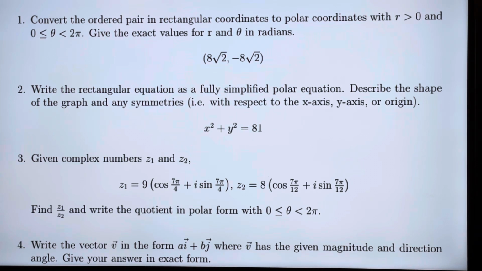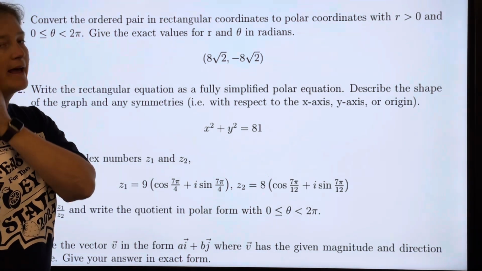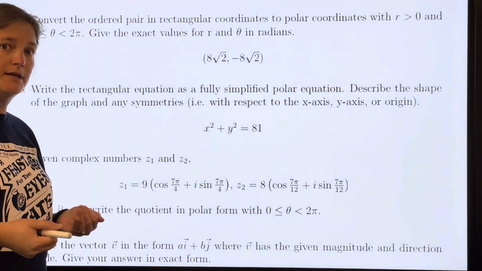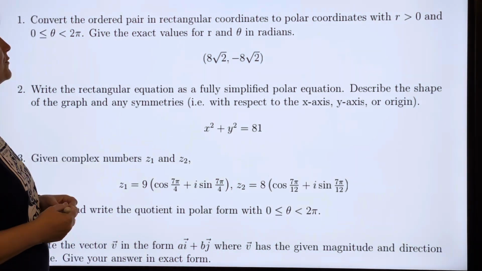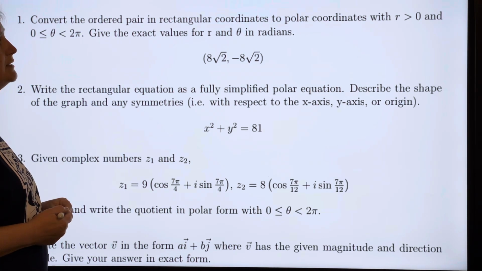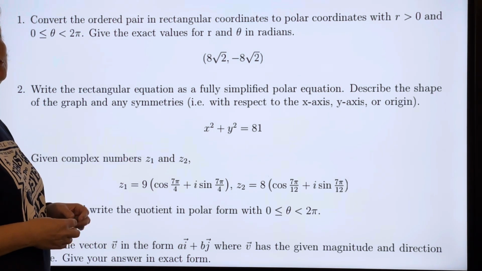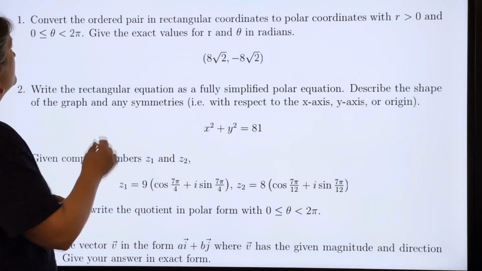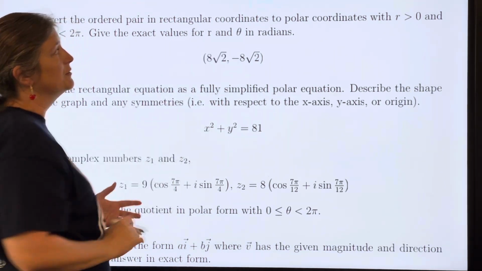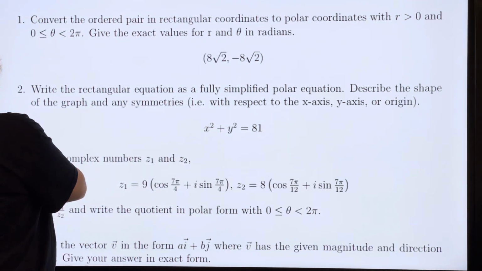Okay, so this is quiz A for the second half of Unit 3 in Trig DC. Convert the ordered pair in rectangular coordinates to polar coordinates. So this started with Unit 7.1, which says that we're going to learn about polar coordinates.